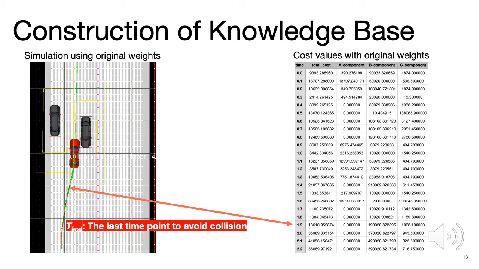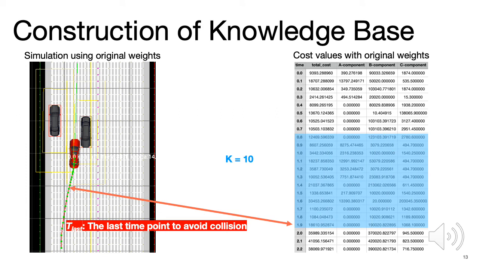So you can see that if the car changes the weights later than this time point, such as the current position, it will definitely crash. But if the car changes the weights before this time point or just at this time point, it can avoid the crash. So then we can find the time point as the cost values, and then we take k points before, and that is what we selected.